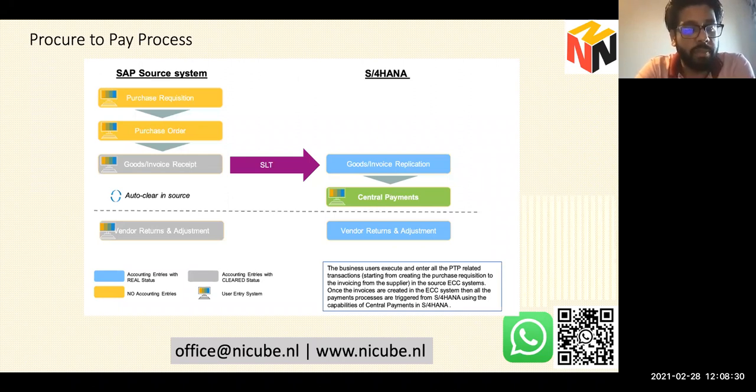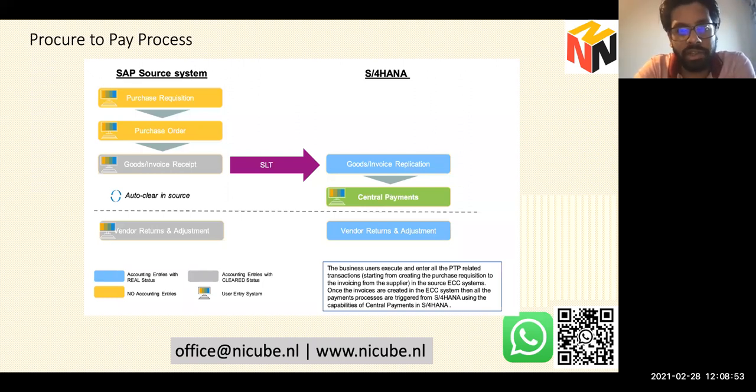You have purchase requisition in ECC. You have purchase order in ECC. You have goods receipt in ECC. Then the GR is transferred to S4HANA. The invoice, the GR invoice, is transferred to S4. Then you do your payments in S4. And then that ends your process. And of course, if there are any returns or adjustments, that can be done.